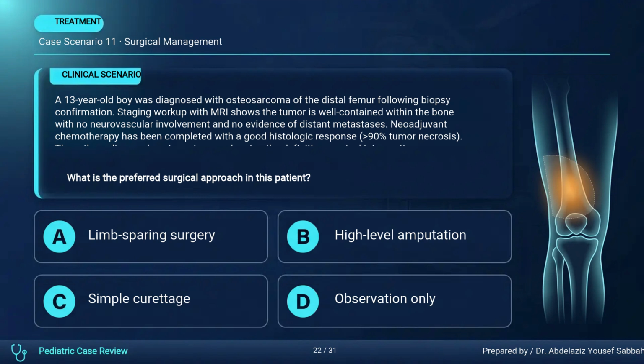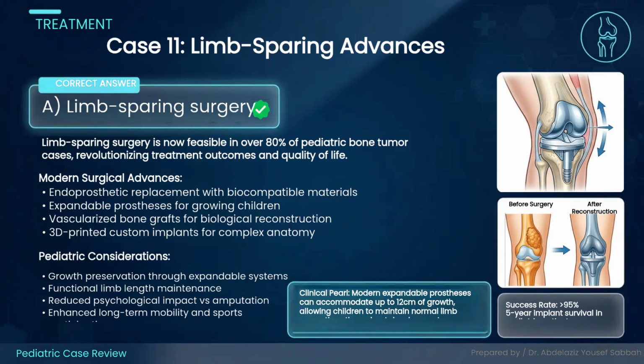What is the preferred surgical approach in this patient? Option A. Limb-sparing surgery. Option B. High-level amputation. Option C. Simple curettage. Option D. Observation only. The correct answer is Option A.